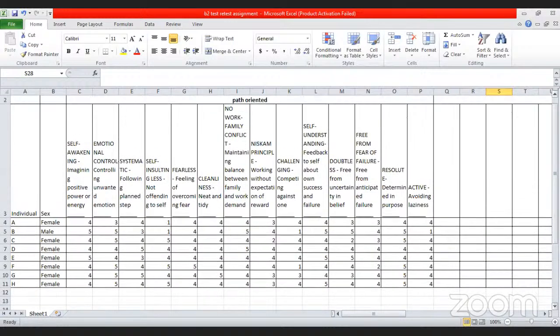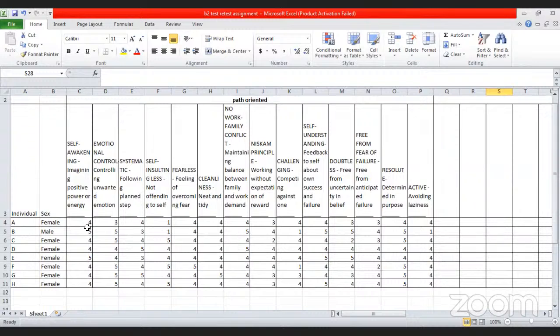I will show you the test-retest reliability through the Spearman rank order correlation. Here we can see the data set. Can you see the data set? Everyone please respond. Yes, it is visible. Okay, the data set indicates there are 8 individuals, A, B, C, D, E, F, G, H, and their rating data with respect to each value.